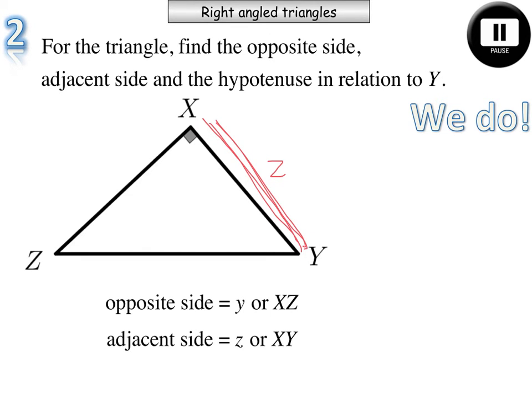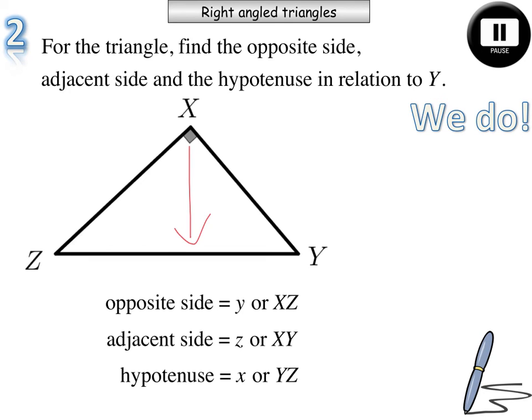And the last one is the hypotenuse, which is opposite the right angle, and that one will be little x, or yz.